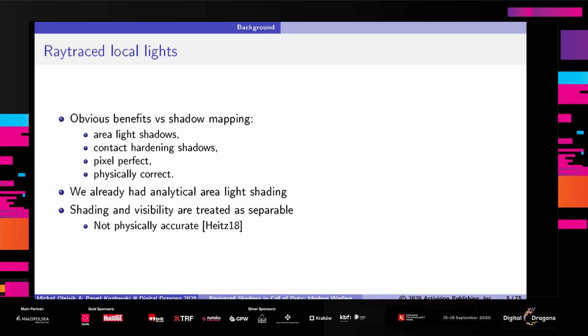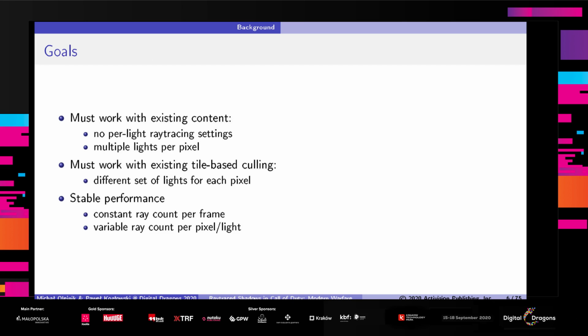But what are the benefits of ray traced lights? Well, unlike a hacky approximation provided by shadow maps, ray traced shadows are physically correct and give multiple immediately visible improvements. And we already had proper shading for area lights, analytical shading, so inconsistencies with shadow maps were even more obvious. Unfortunately, to keep things manageable, we had to operate under the assumption that visibility and shading are separable, which isn't technically true. However, even so, ray traced shadows still provide vastly improved visuals.